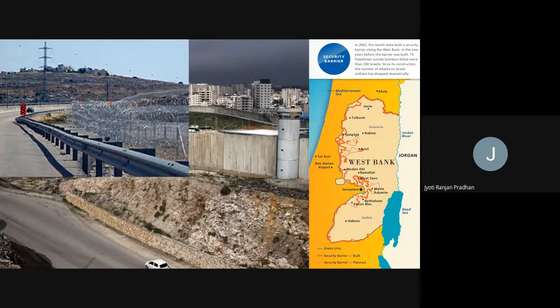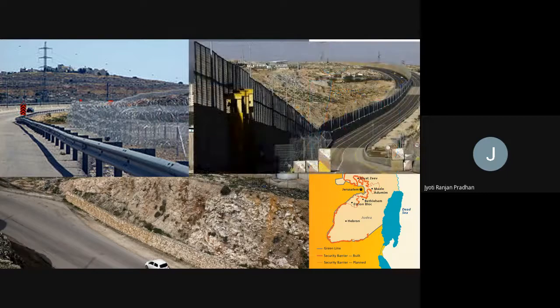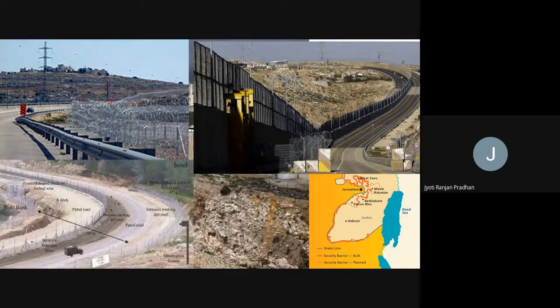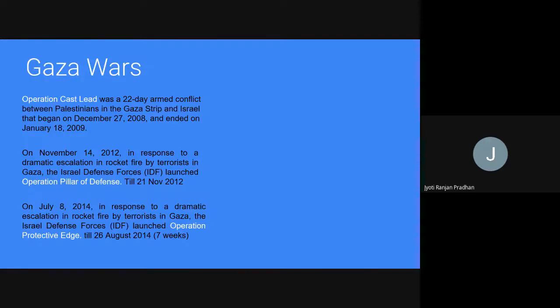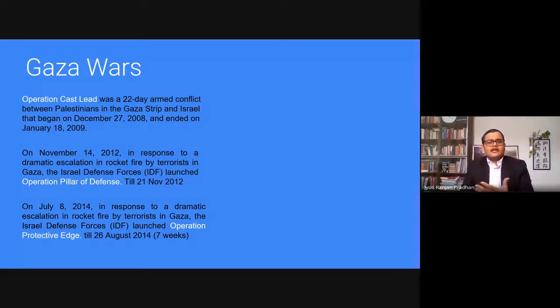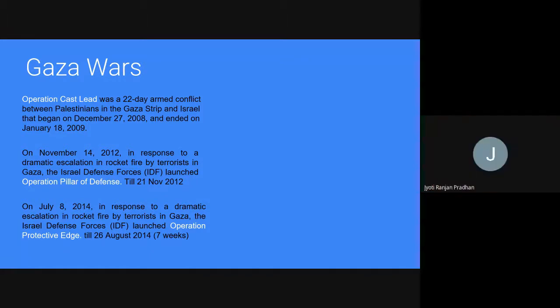Sometimes it looks like this. Sometimes it looks like this. Other times it is more wide and not so high. And sometimes it's directed at the line of contact in Gaza between the Gazan protesters and the Israeli IDF. The second Intifada, while it is controlled, Gaza keeps on rising back.